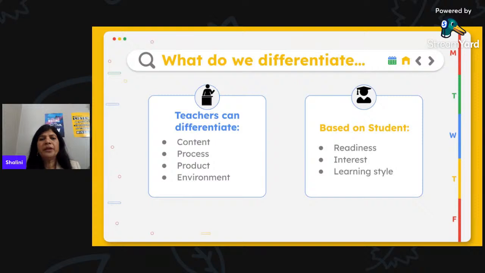Okay, so what do we differentiate? We differentiate content, process, product, and environment. And that has to be based on students' readiness, interest, and learning style. So before we talk about how we can differentiate content, product, or environment, we will see how we can understand the students in our class. How can we find out their readiness or different interests and learning styles.